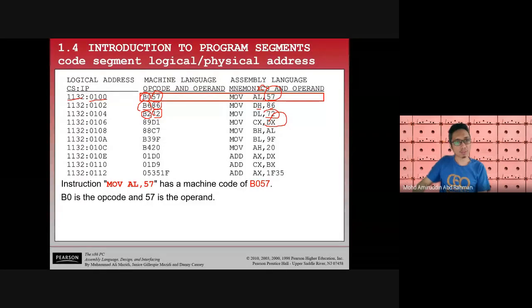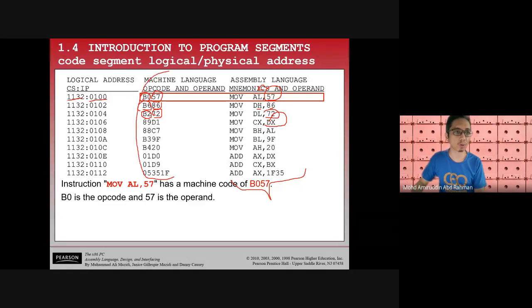So similarly for the other types of machine language and assembly language. This is what is coded by the programmer. This is what is read by the computer. And then this is what is executed at the microprocessor. So that's the process of fetching and executing in the microprocessor.